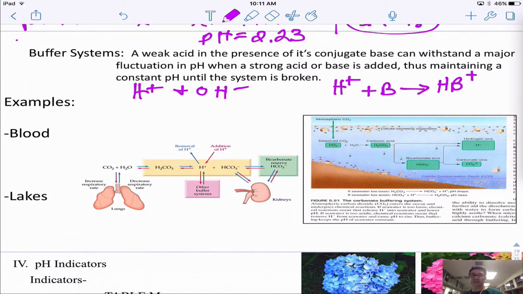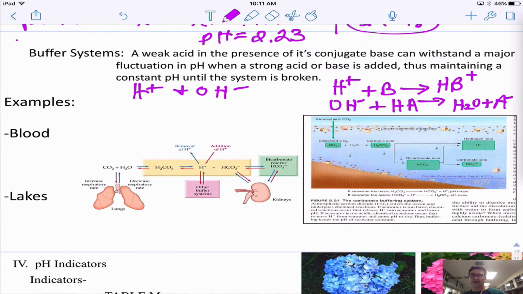If we wanted something in the buffer that would react with OH minus that we would add, well, that would be something like an acid, like HA. But it would have to be a weak base or a weak acid. How would the weak acid react? It would form water and A minus.